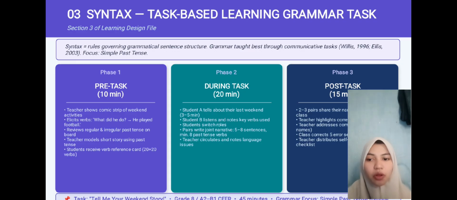And then in the post task, two or three pairs share their narrative with the class, and the teacher can highlight correct past tense use. The teacher addresses a common error, and then the class corrects four error sentences on the board. And lastly, the teacher can distribute a self-assessment checklist.